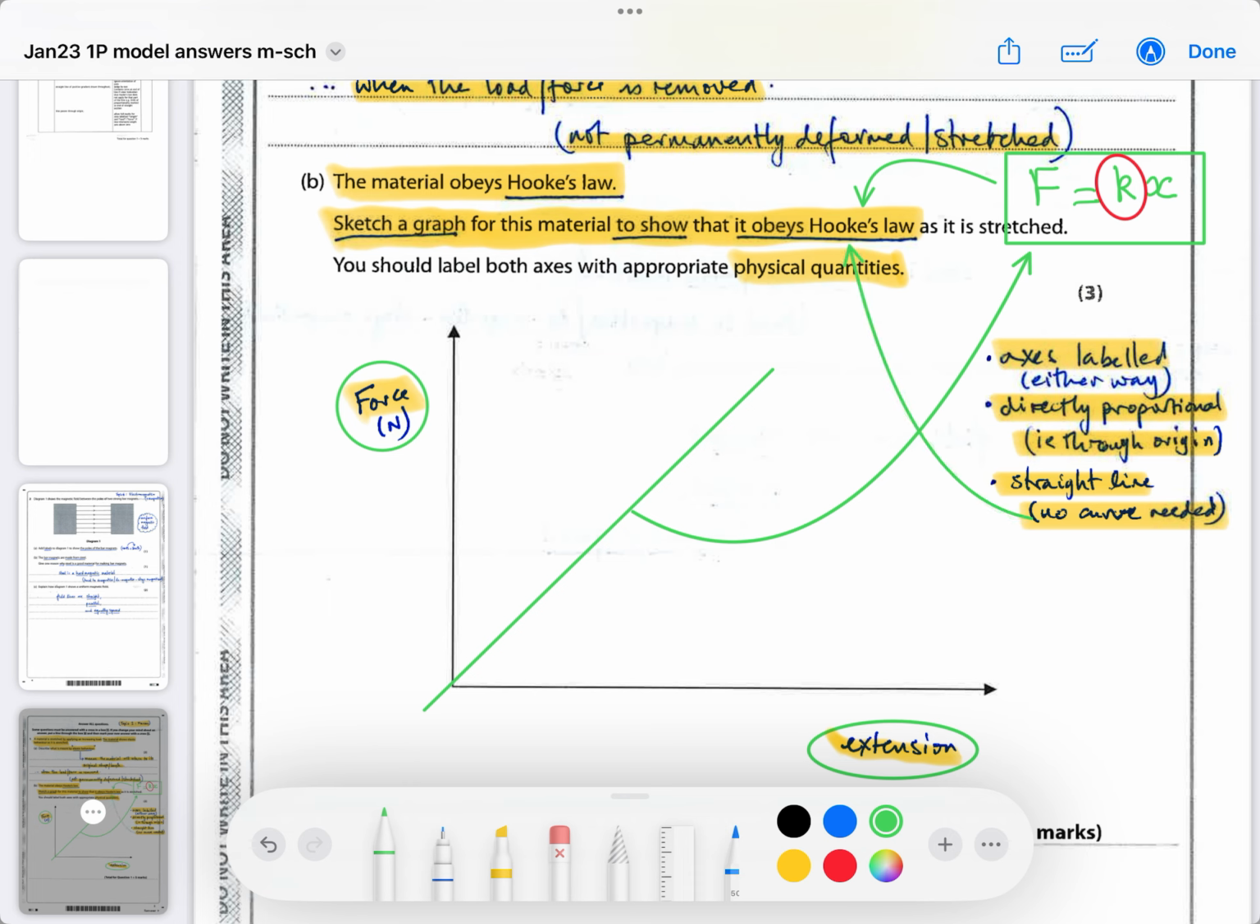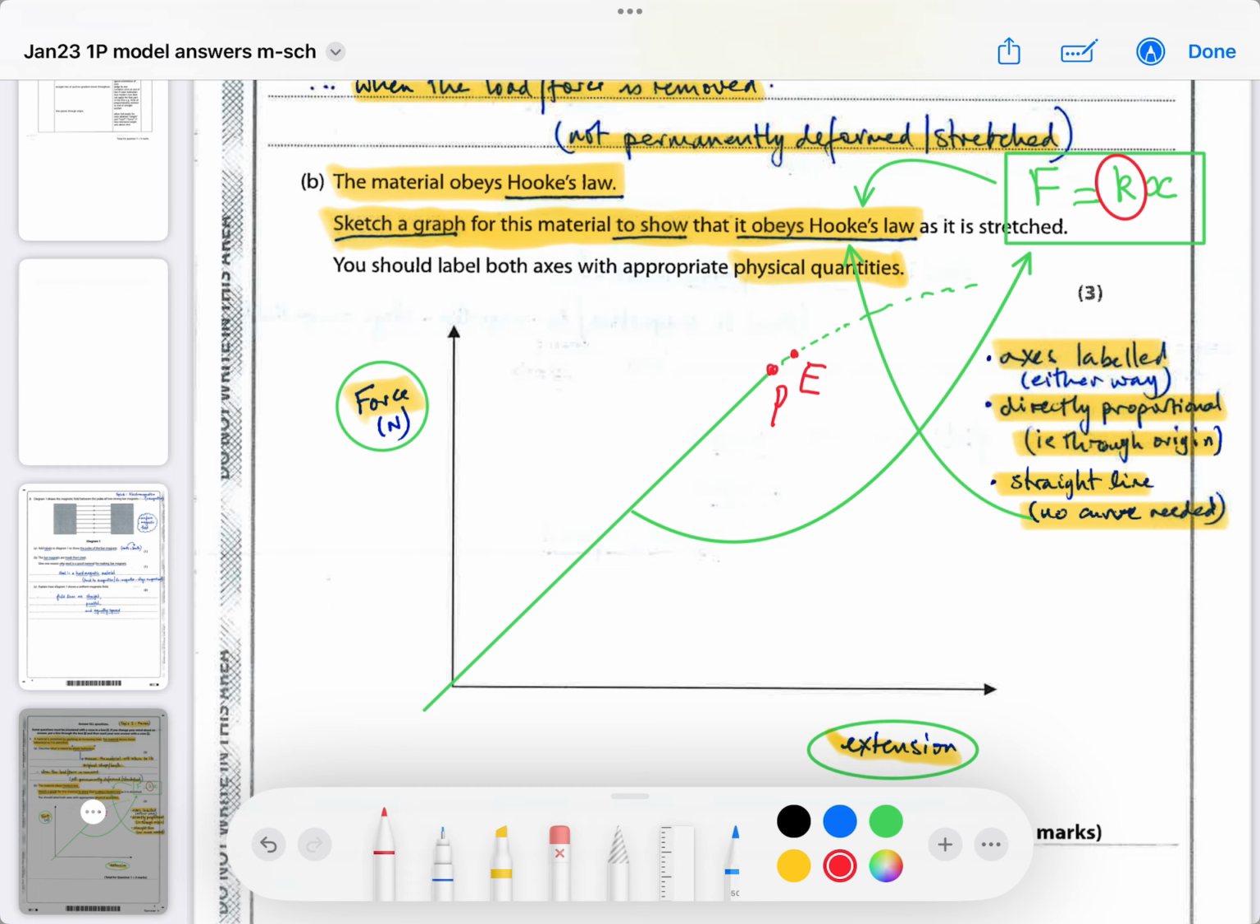But if you went beyond the proportionality limit, it would start to curve like this. Okay? So it would start to curve, and this would be the proportionality limit. P would be the proportionality limit, and slightly beyond that, you could say it's E, which is the elastic limit. And if you go beyond E, it will no longer return to its original shape.